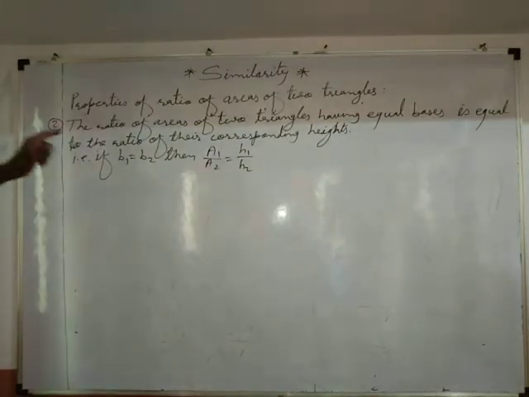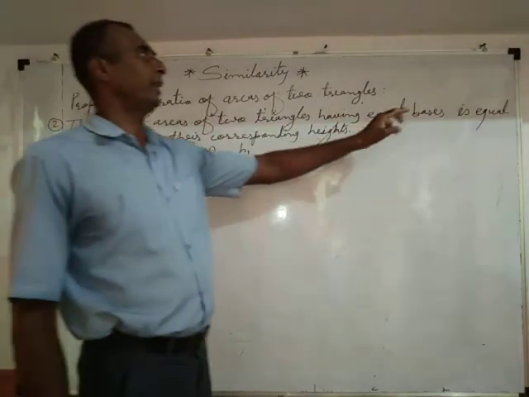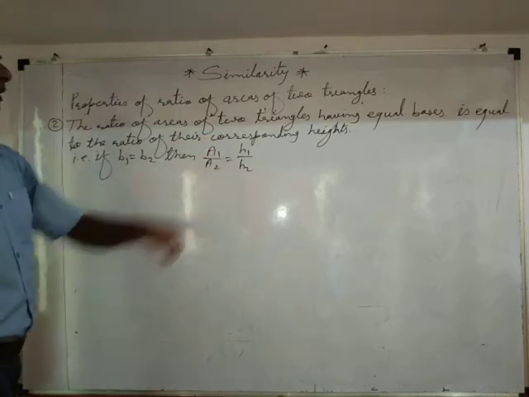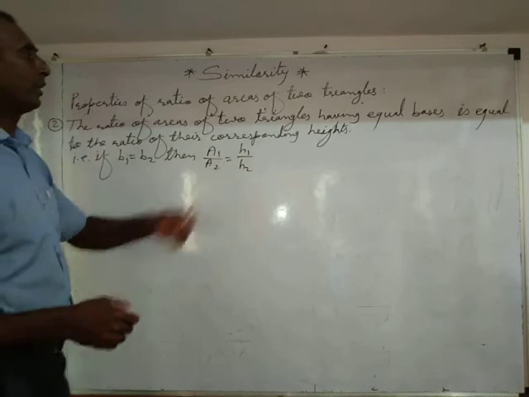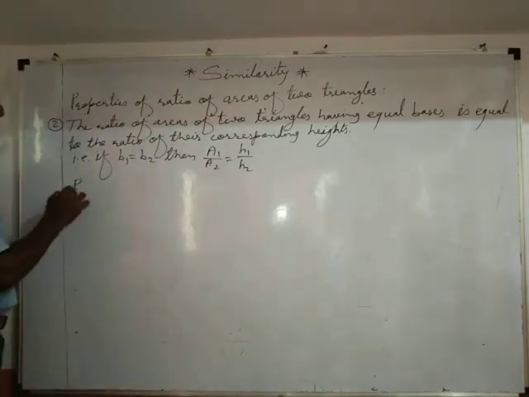Now let's prove the second property. The ratio of areas of two triangles having equal bases is equal to the ratio of their corresponding heights. That is, if B1 equals B2, then A1 upon A2 equals H1 upon H2. Okay, now we may write directly.